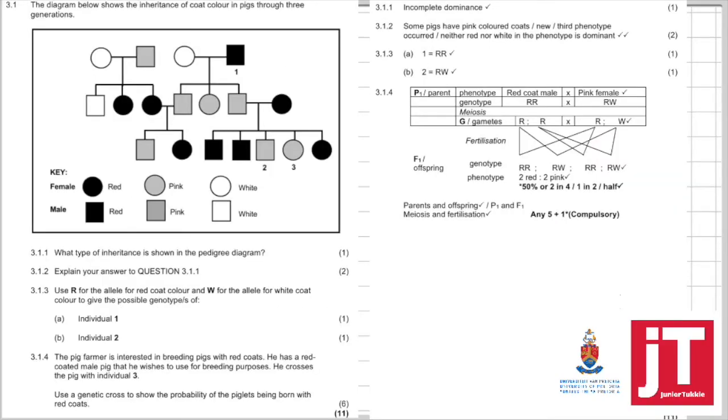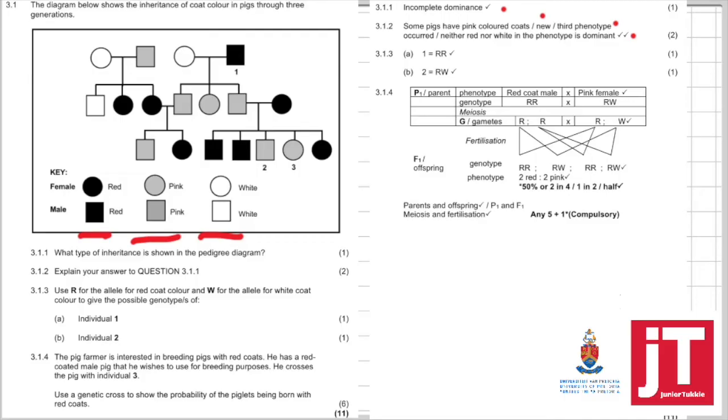3.1. The diagram below shows the inheritance of coat color in pigs through 3 generations. 3.1.1. What type of inheritance is shown in the diagram? Can you see here is red, white, and pink? So of course, I definitely know it's incomplete dominance. Explain your answer. Why? Because some pigs have pink coat color. That's a third or a new phenotype. And neither red nor white is dominant in this diagram.